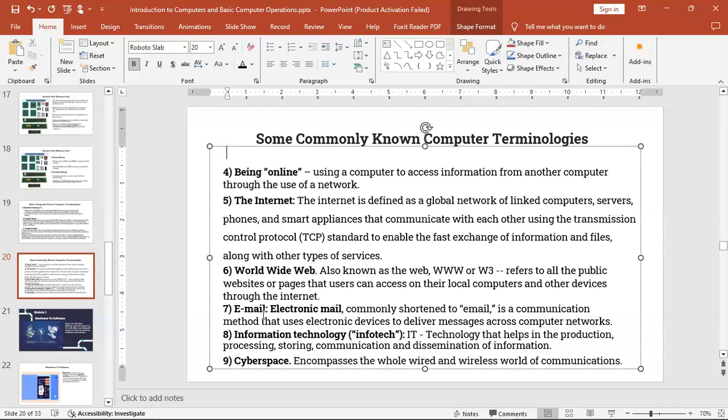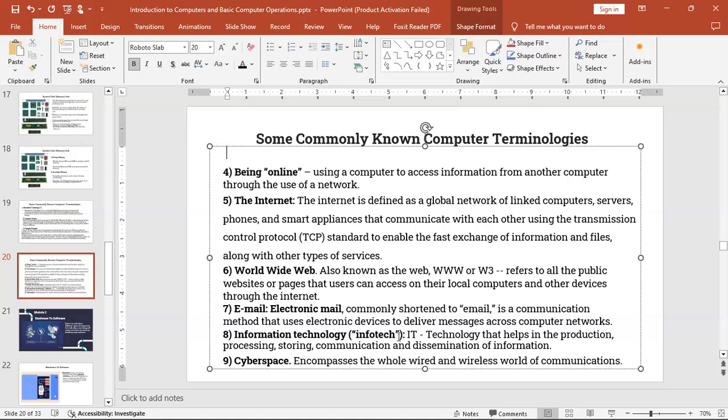So they're just communication methods that use electronic devices for communication. When you hear email, the only word that should come into your mind is communication. There are two things that should come: communication and internet. That's all.